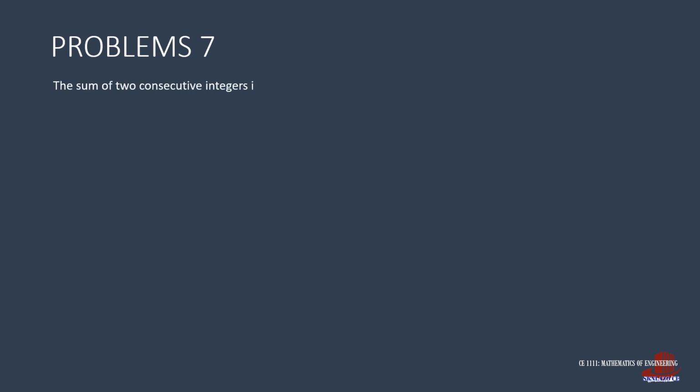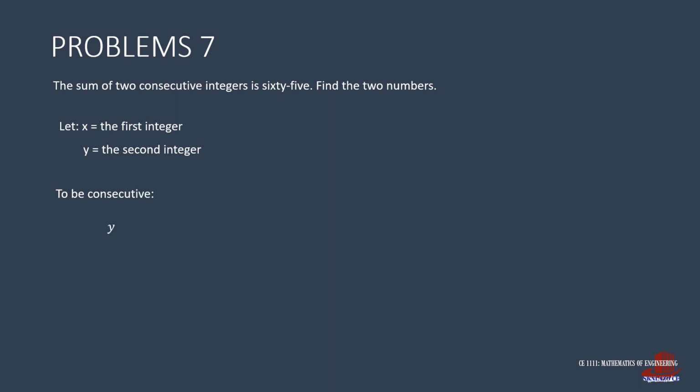The seventh problem states the sum of two consecutive integers is 65. Find the two numbers. With two unknown numbers, we assign them as x and y. To make these integers consecutive, their interval is 1, making y as x plus 1. The sum of the two integers is also given in the problem, that is x plus y equal to 65. With y as x plus 1, we get the equation x plus x plus 1 equal to 65.